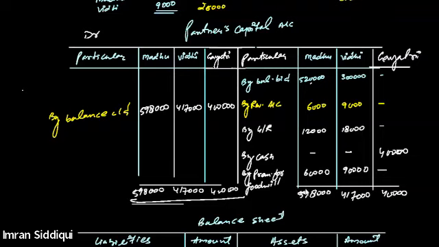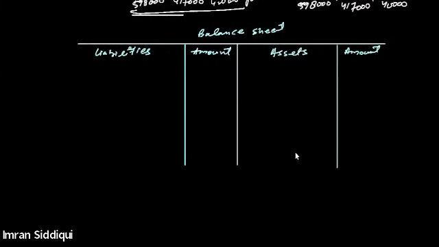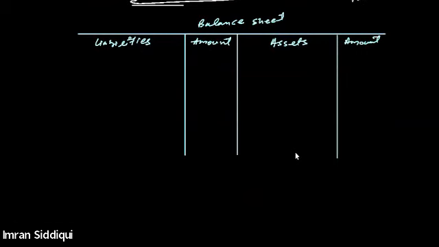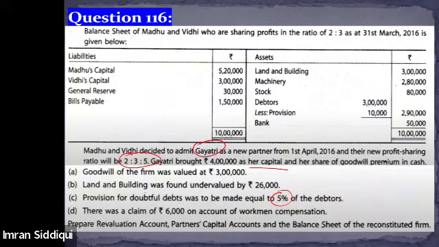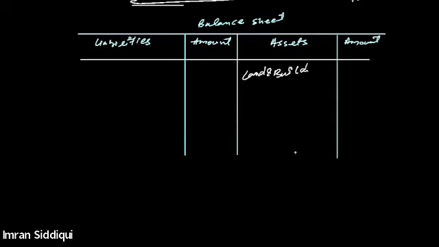Clear, everyone? Is this clear? Yes. So nothing more will be entered under the partner's capital account. Now we can move to the balance sheet. Coming to the balance sheet, we will first of all write down the value of the land and building, which is given as 3 lakh. Now we know that the value of the land and building is increased by 26,000. So the new value of the land and building will be 3,26,000.